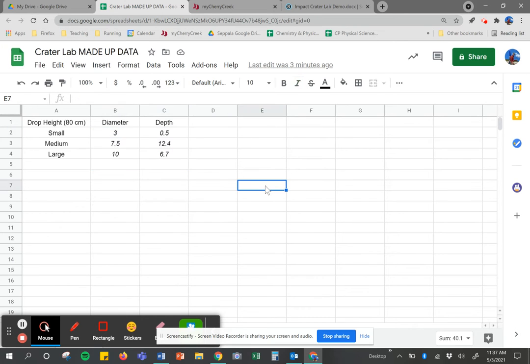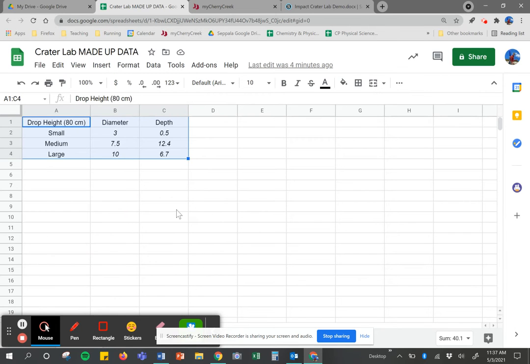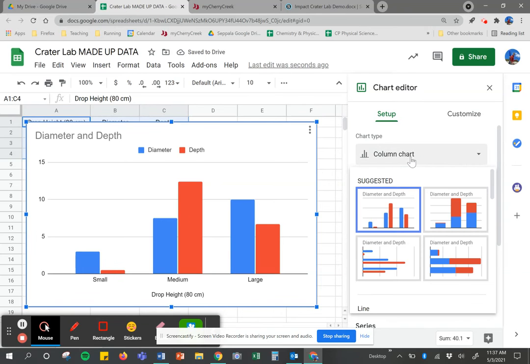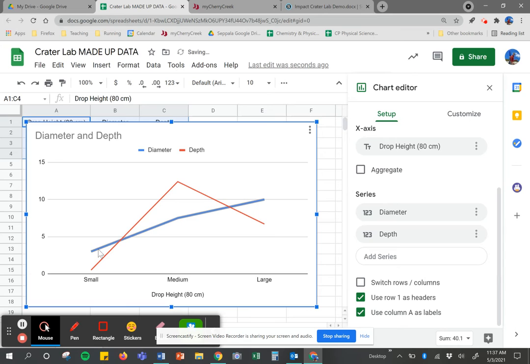Made up data. But then we need to make a line graph. We know how to do this. We highlight everything, insert, chart. I'm going to change it from a column to a line graph. And there it is. The blue line represents the diameter from 80 centimeters at the small, at the medium, and at the large. And the red line represents depth for the small at 80, for the medium at 80, and for the large at 80.